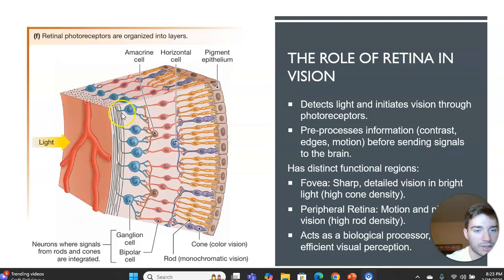So then these ganglion cells have axons, and these axons converge at the optic disc, and that's what forms the optic nerve. And then the optic nerve takes that signal and passes it back to the thalamus, and then the thalamus takes that to the visual cortex, and the visual cortex is ultimately what processes the vision and creates an image.